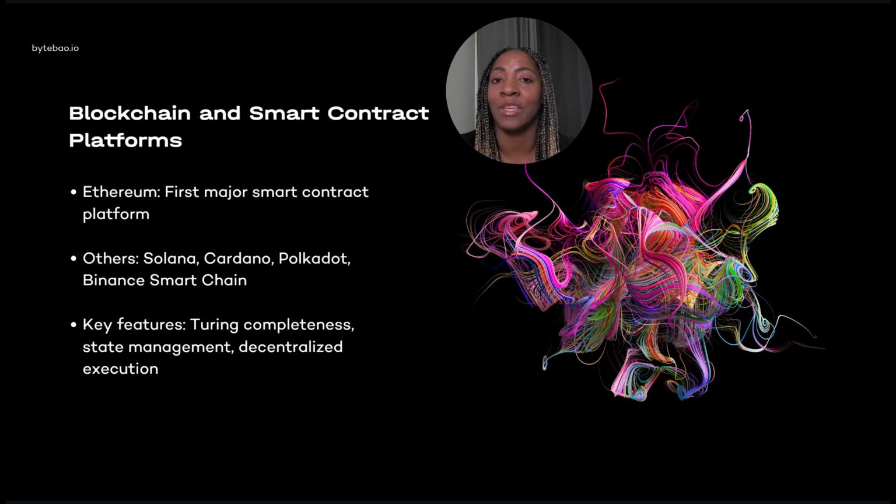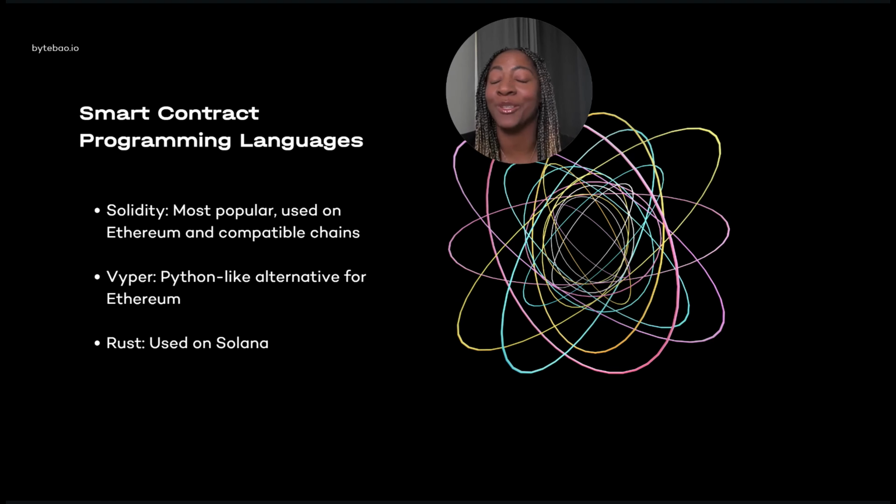Now, if you're working with a product team or you're working with developers, it's important to know that they're going to speak a totally different language than you will. And that's totally fine. What you need to know is that there are some programming languages that are most used when it comes to making smart contracts.